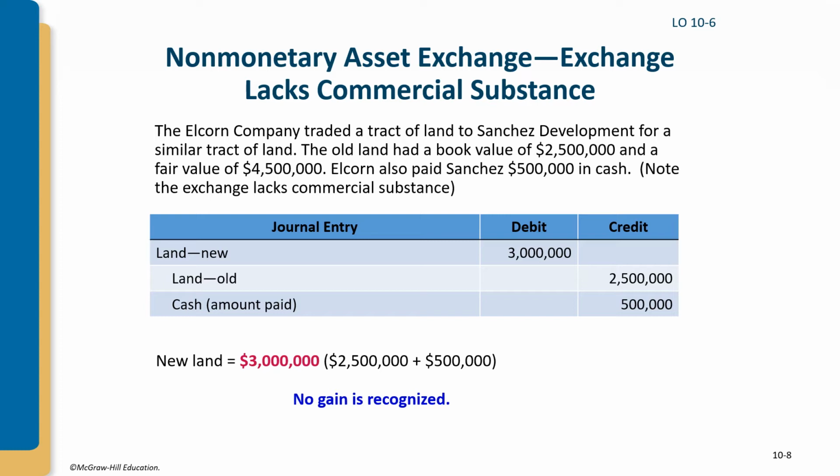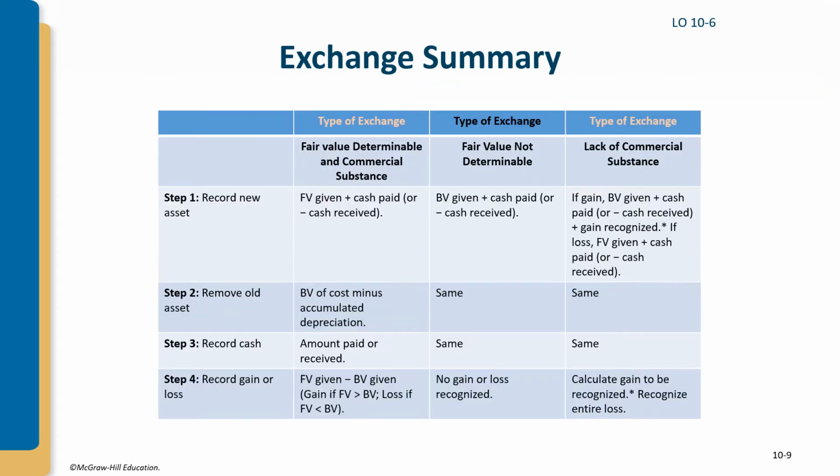These were just, I hear non-monetary exchanges, and it's one thing in accounting that makes me go, oh gosh, because there's just so many different ways of looking at it, right? So remember, if it's a gain situation, the cost of the new asset will be the book value of the old plus cash. So again, we record the new asset at the fair value of the asset given up plus cash paid. Now, if you receive cash, you subtract that.